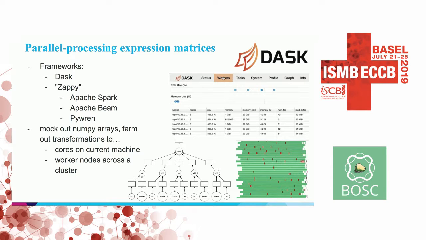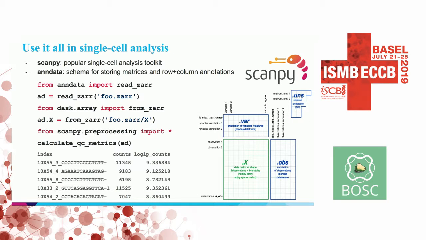Dask in particular is an easy way to get multi-core or cross-machine parallelism in Python. We also made a library called Zappy that basically does the same thing for other parallelization frameworks like Spark, Beam, and Pywren, which are interesting. You can look them up. They basically give you ways to take code that's written against a NumPy array interface and parallelize the operations that you're doing to those arrays.